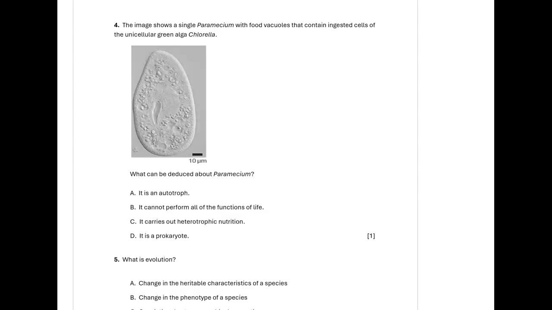Number 4 is about paramecium, and it says with food vacuoles that contain ingested cells of the unicellular green algae chlorella. So if it's ingesting material, it can't be an autotroph. If it's alive, it's obviously performing all of the functions of life. It's not a prokaryote, and it does carry out heterotrophic nutrition because it is eating something else, so it has to be C.